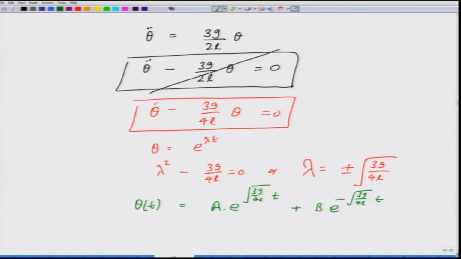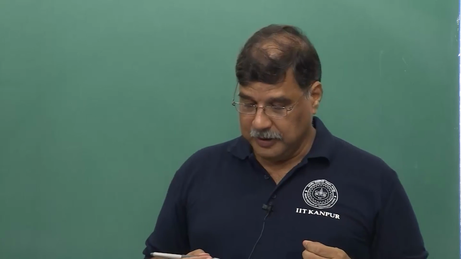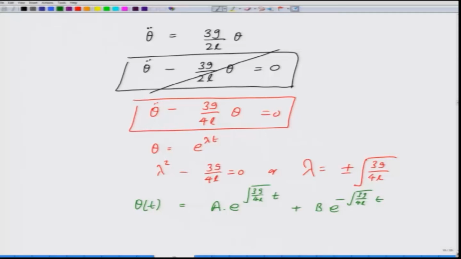To understand what is happening and why this longer rod is easier to balance, the second term, b e raised to minus square root of 3g by 4L t, is not important, because what makes theta grow with time is the first term. So let us focus on that term. So I can roughly write that theta as a function of time is equal to some constant a e raised to square root of 3g over 4L times t.